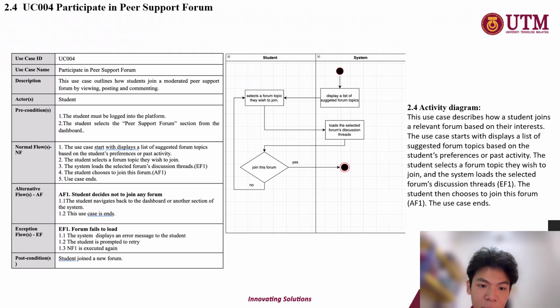For the alternative flow, the student decides not to join any forum, so the student will navigate back to the dashboard or another section of the system. Then this use case ends. The exception flow is when the forum fails to load. Then the system displays an error message to the student, and the student is prompted to retry, and then the normal flow is executed again.